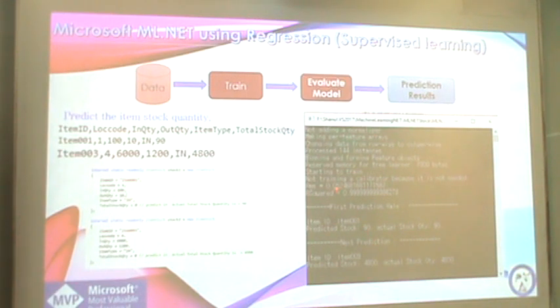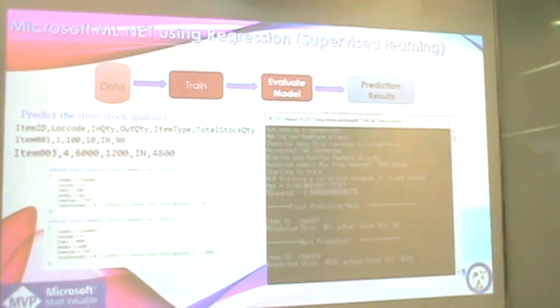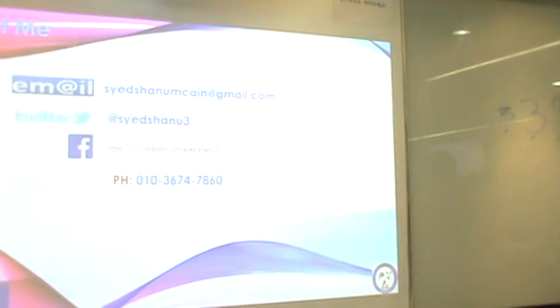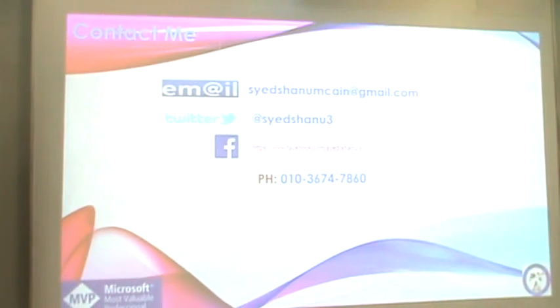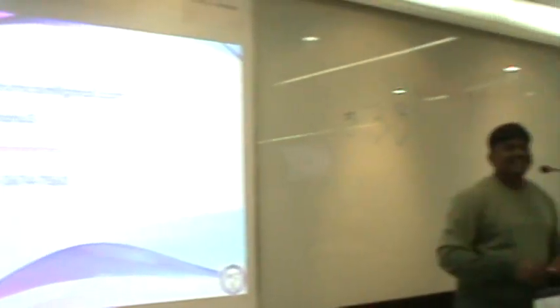Also for this we have the RMS and R-square. For every prediction result we have these two. If the result is within one, it means the prediction is good. If it is less than 0.1, very minute, then the prediction is even better. So this is a sample demo, and if you have any questions, you can ask me.